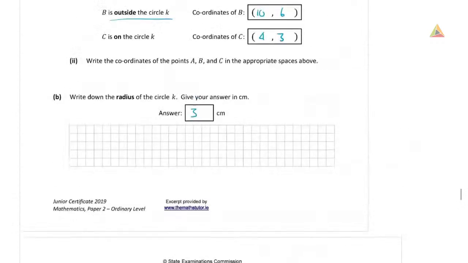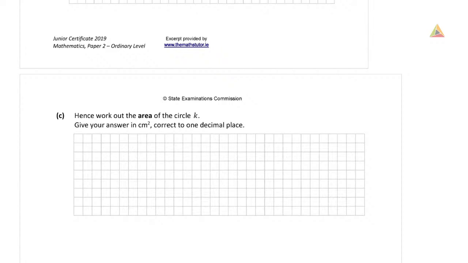So that brings us on. Oh no, there's another part to that question. Hence, work out the area of the circle K. Give your answer correct to 1 decimal place in centimeters squared. So the area of a circle is pi r squared. We now know that r is 3, so it's going to be pi by 3 squared. Pi is 3.14. You can put it straight into your calculator. 9 by 3.14 gives you 28.3 centimeters squared, because it asks correct to 1 decimal place.